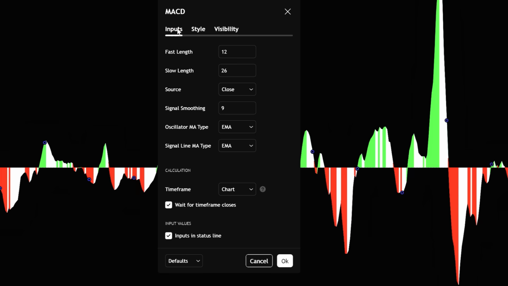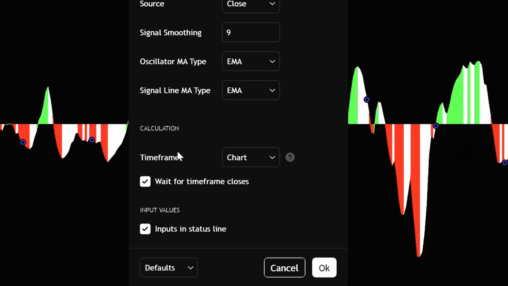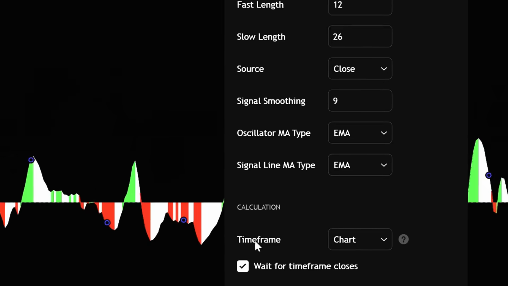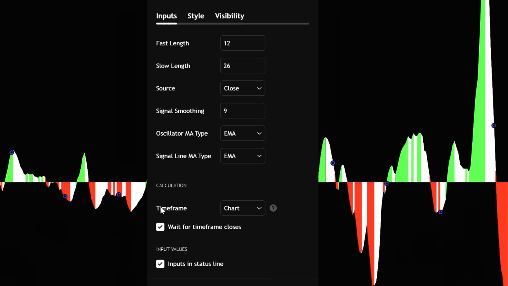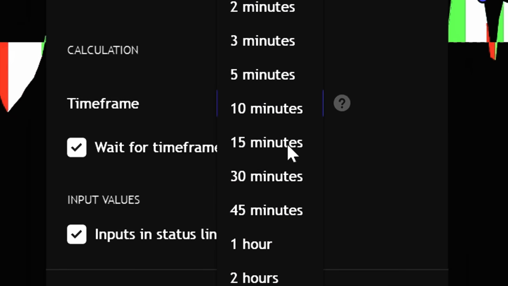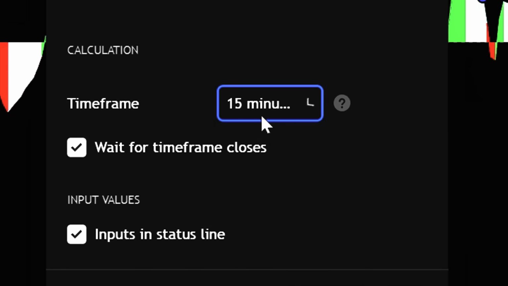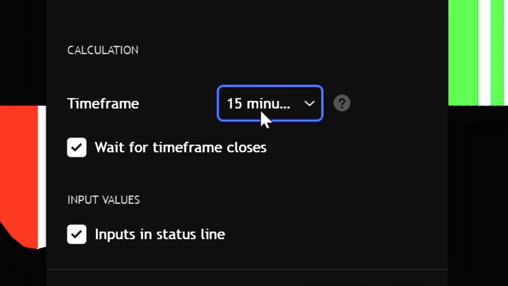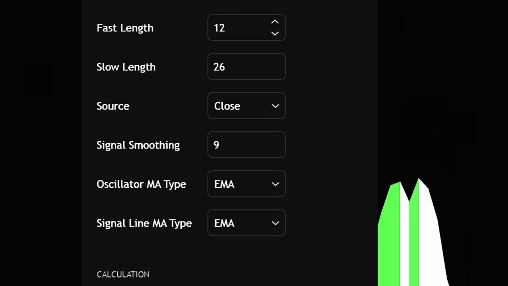Now, for the inputs tab, this right here is the secret sauce. We're on the 5-minute chart, but we're setting our MACD's time frame to 15 minutes. This gives our 5-minute chart a look into the future by showing us the momentum from a higher time frame. Then crank the fast length to 100 and the slow length up to 200.